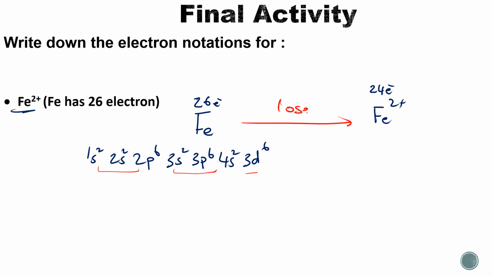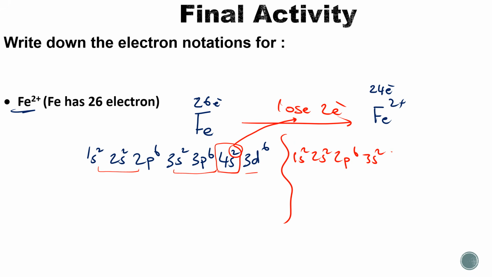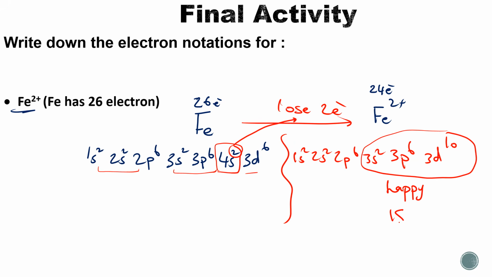Now this one is going to lose 2 electrons, right, to become Fe plus 2. Where is it going to lose them from? The valence electrons. Where are the valence electrons? 2 valence electrons. So the notation is the same, we just remove 4s2: 1s2, 2s2, 2p6, 3s2, 3p6, 3d10. Remember this? This is happy because it has 18 valence electrons. Pseudo noble gas configuration.